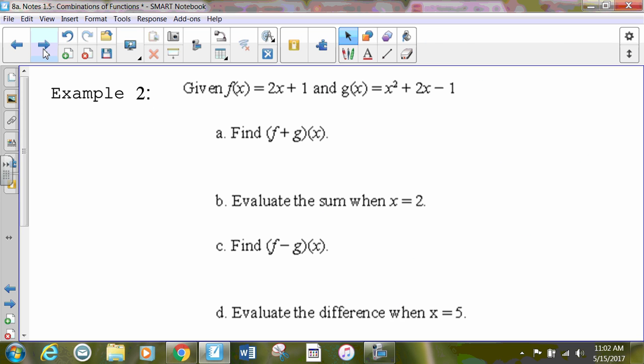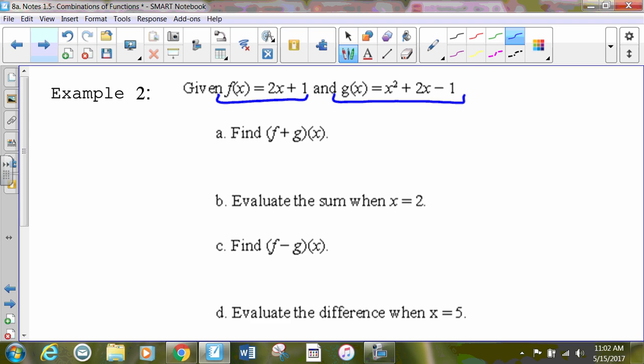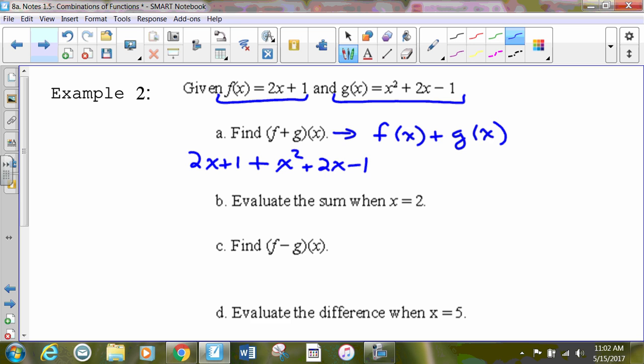Example 2, what if we had f of x equals 2x plus 1 and g of x is equal to x squared plus 2x minus 1, and they wanted us to find f plus g of x. The first thing I'm going to do is remind myself that that means f of x plus g of x. So that means I'm just adding the two functions together. So I'm going to have 2x plus 1 plus x squared plus 2x minus 1. And I'm just going to go ahead and gather the like terms. There's nothing to combine x squared with, but I have 2x plus 2x, which is 4x. And then the positive 1 and the negative 1 cancel each other out. So this is my answer for part A.